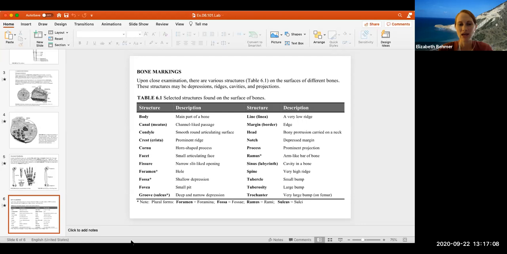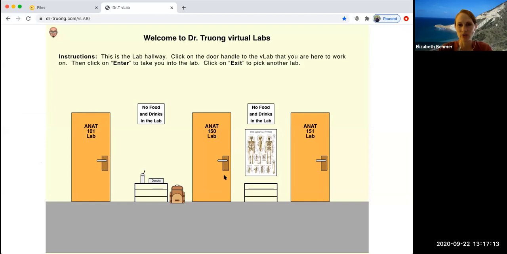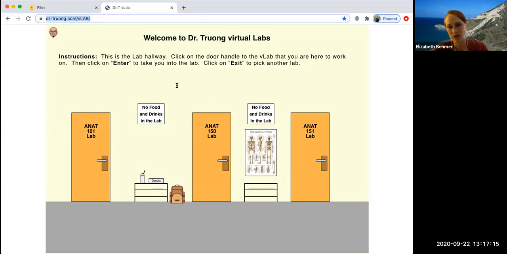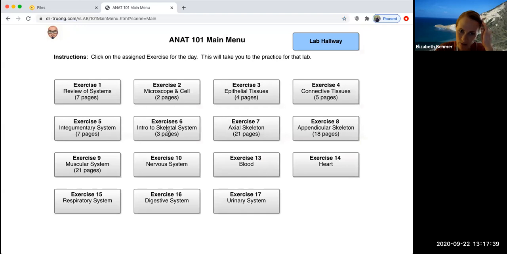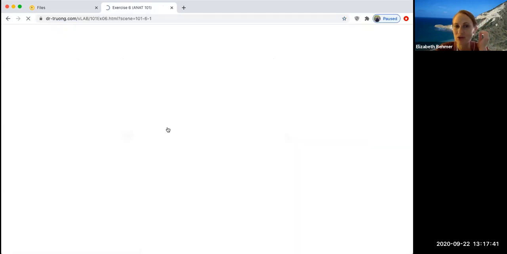I'm gonna pause and just take us into the virtual lab, just to make sure we all know how to get here, and I put the link into the chat, because this will be where you can do a lot of studying. Again, we'll get through one more PowerPoint today on the axial skeleton, but in this virtual lab, if we go into the Anatomy 101, and all of you are familiar with this by now, here's the intro. There's 3 pages to it in exercise 6.